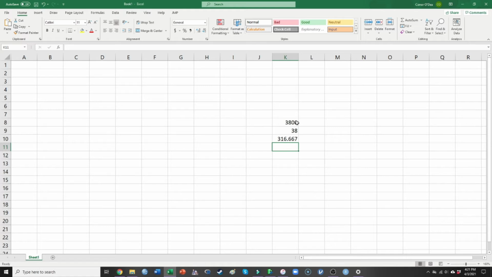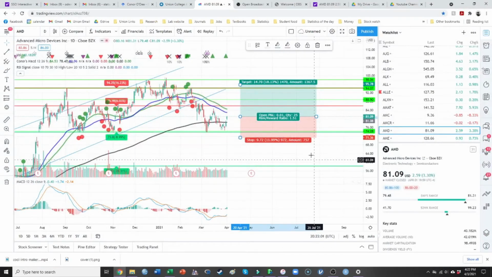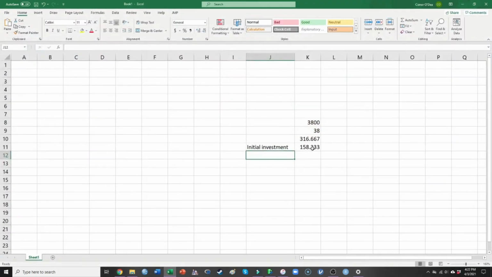But actually what I do is I don't do 316. What I do is I say, okay, what's 316 divided by 2? That's 158 bucks. So this is going to be my initial investment, $158.33. So if the price of my stock is $81.09 and I'm going to have my initial investment of 158, well, that means I'm buying 2 shares. So initially I'm going to buy 2 shares.